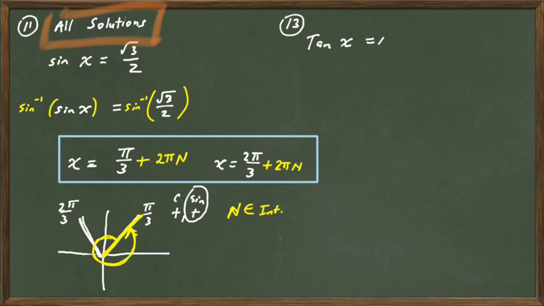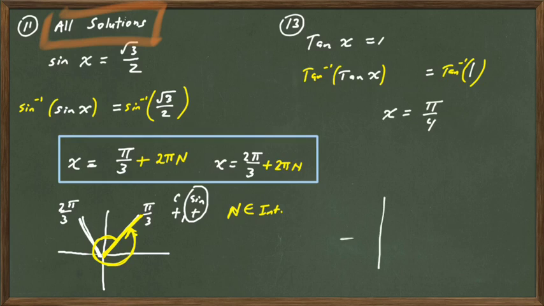On number 12, we want to get the variable all by itself. So to get rid of tangent, I take the arctangent. Again, if you do it to one side, you have to do it to both sides. The angle whose tangent is 1. Well, that would be pi over 4. Why? Because the tangent of pi over 4 is 1.